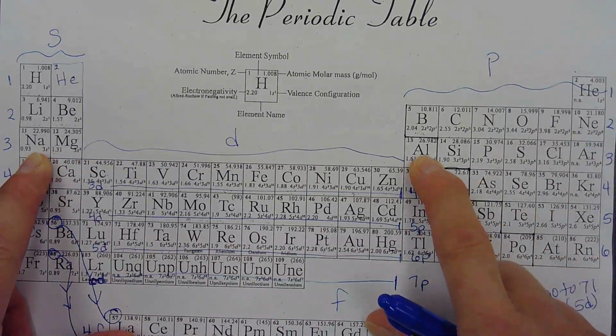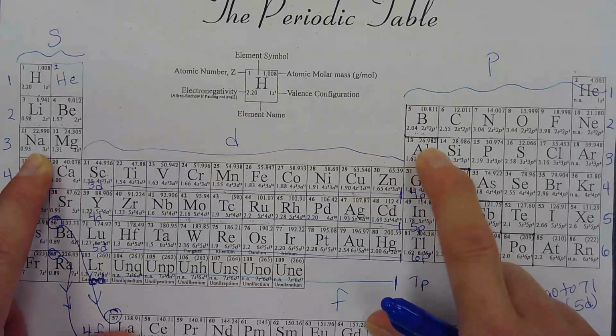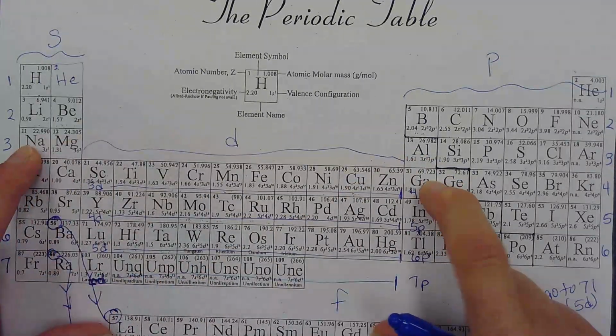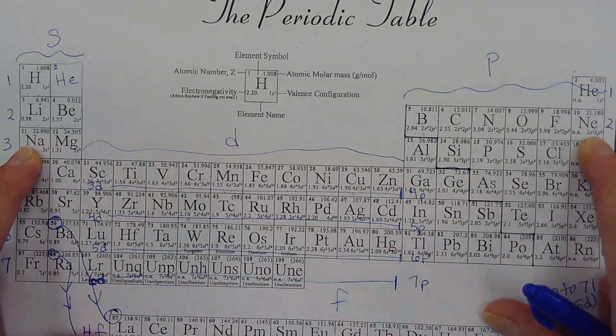Aluminum. Good job. Aluminum ion looks like neon. I'm proud of you. That's good. Why does aluminum ion look like neon? What charge does it have? +3. 1, 2, 3. Does that look like neon? Good job. So aluminum ion looks like neon.